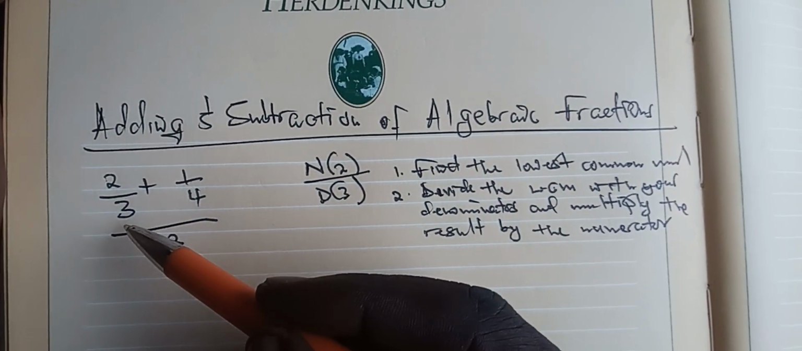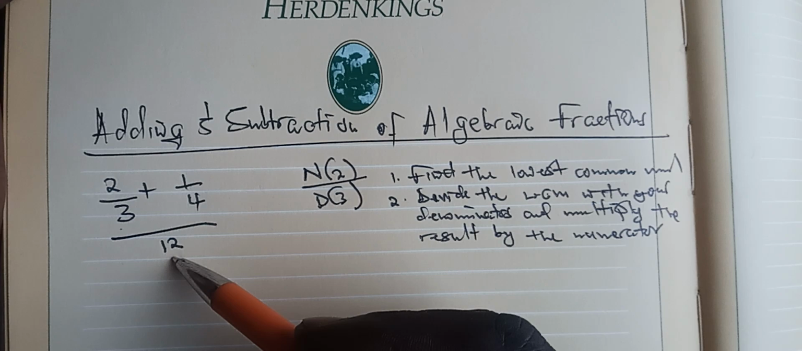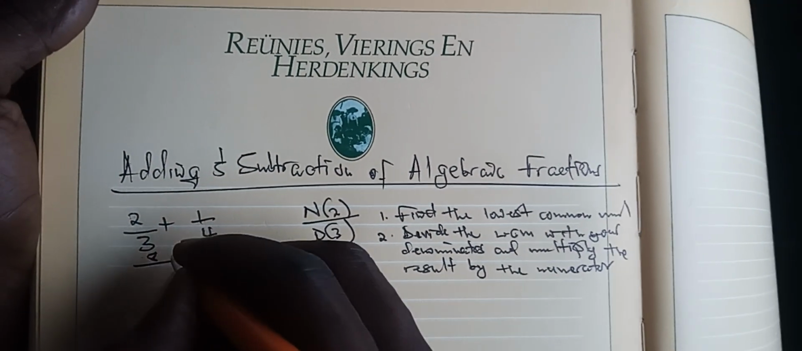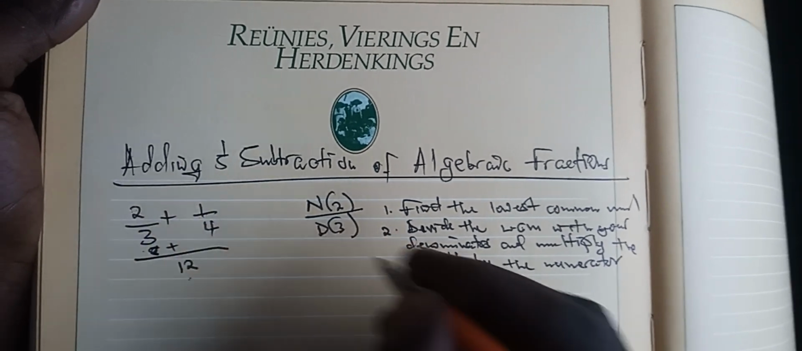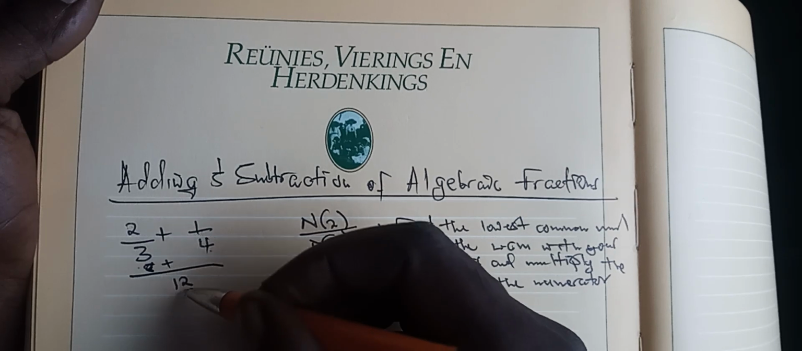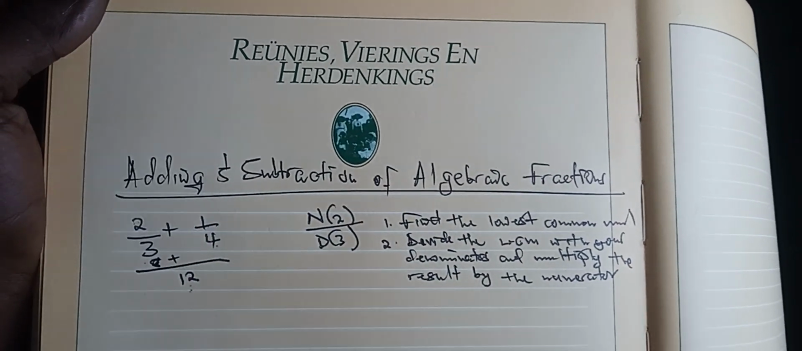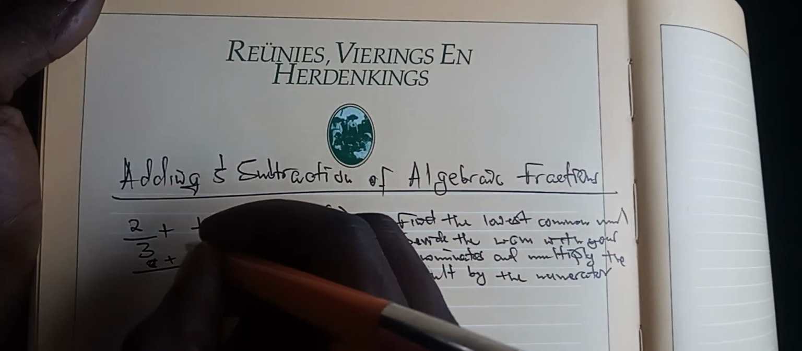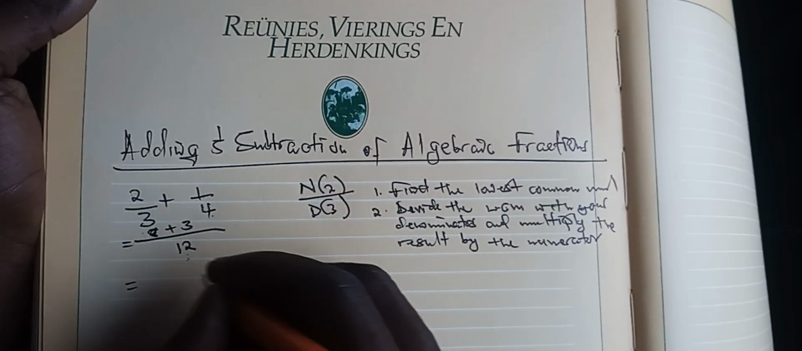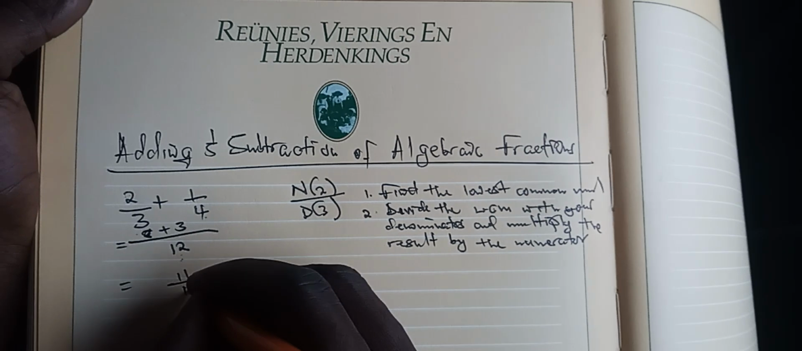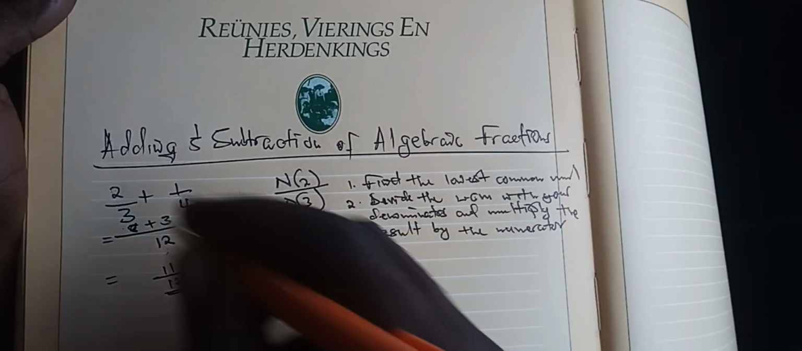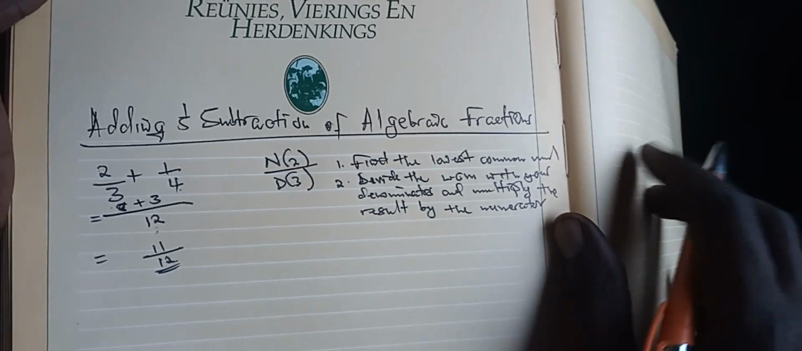So here we are going to say 3 into 12, you get 4. 4 times 2, you are going to get 8, plus 4 into 12, you are going to get 3. And 3 times 1, you are going to get 3. So 8 plus 3, we are going to get 11 over 12. So this is the simplification of our fraction, right?